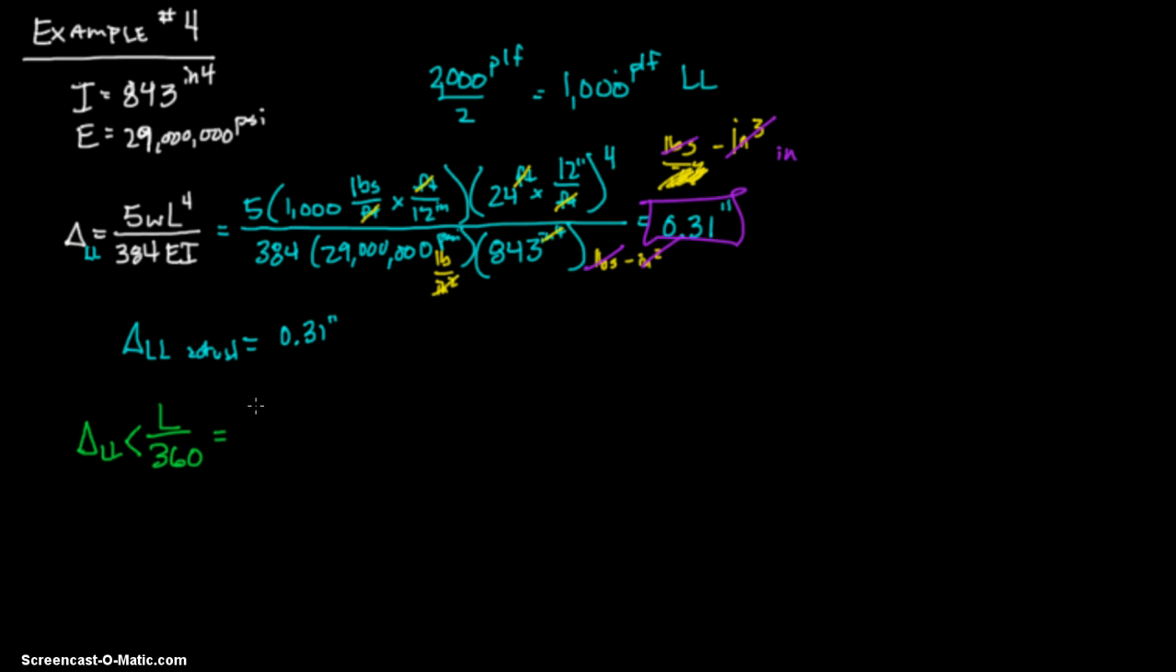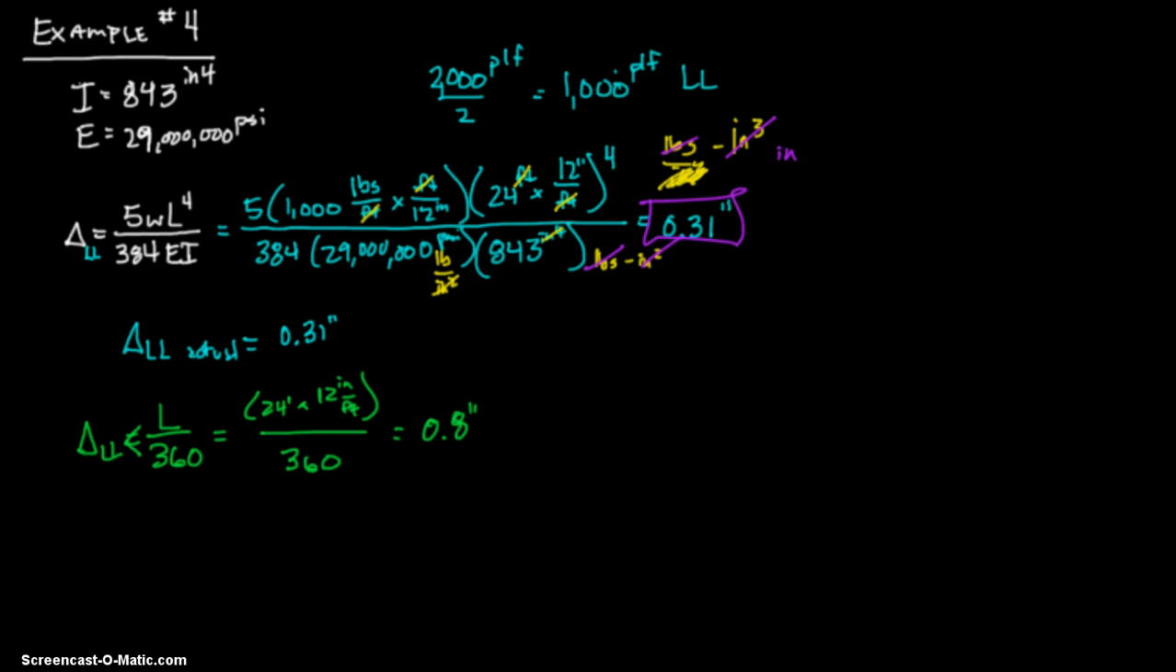So real quick, we had 24 foot times 12 inches per foot over 360, and that's going to be our, or you could say this equals deflection limits. However you want to write it, as long as you understand the theory behind it, it doesn't matter how you write it, as long as it's clear. And that equals 0.8 inches.